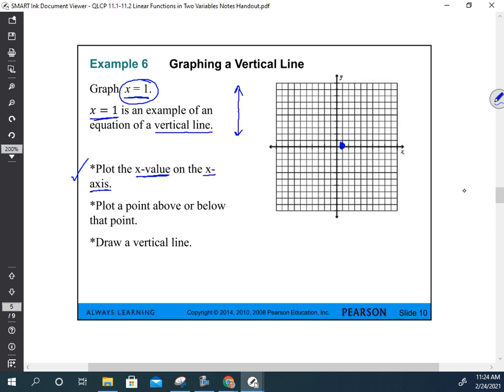Plot a point above or below that point. Above or below it, it does not matter which one you pick. So if I put one above it, okay, put one below it. Okay. Draw a vertical line. There you go. Problem's over. Your graph is finished.